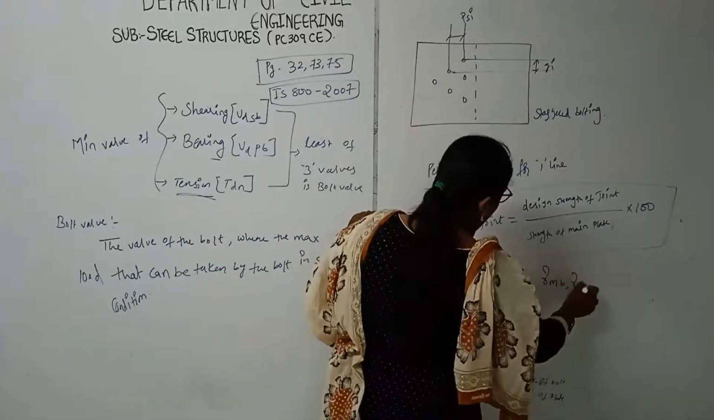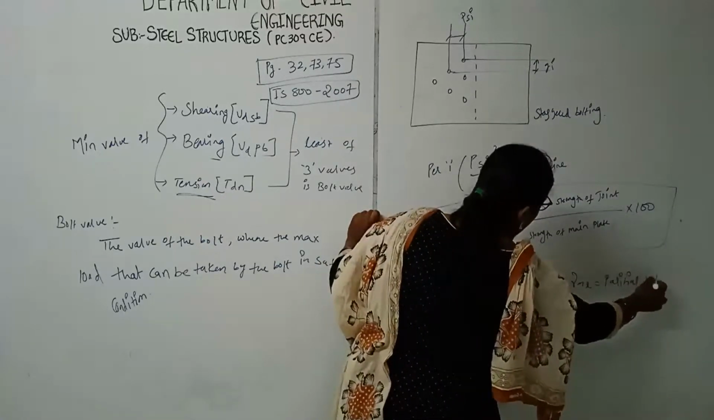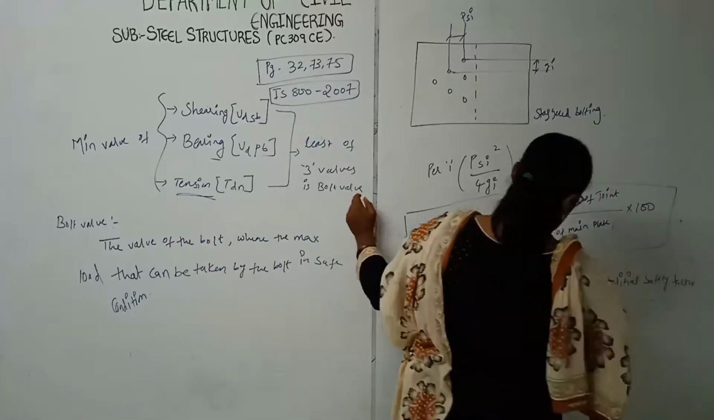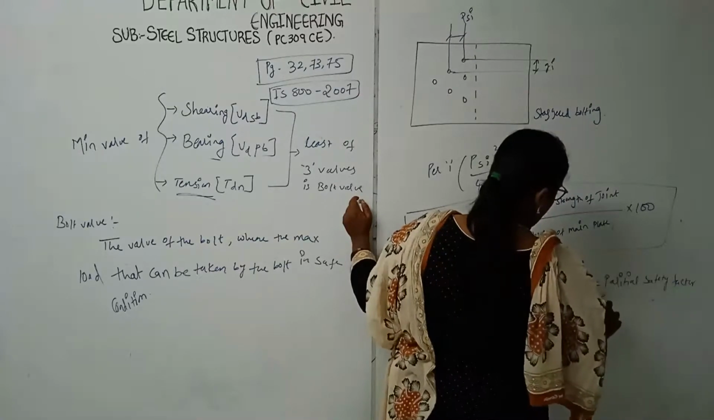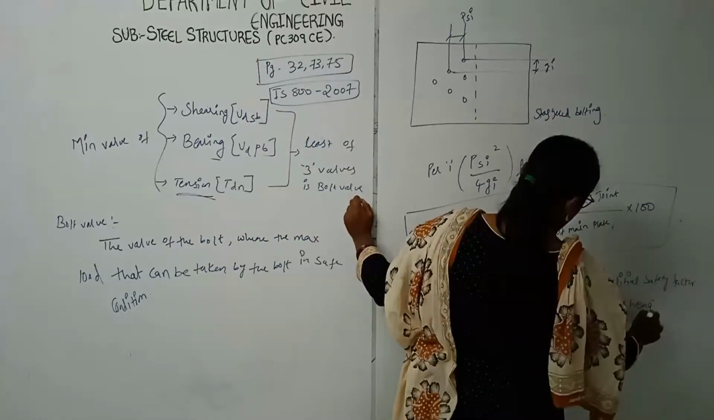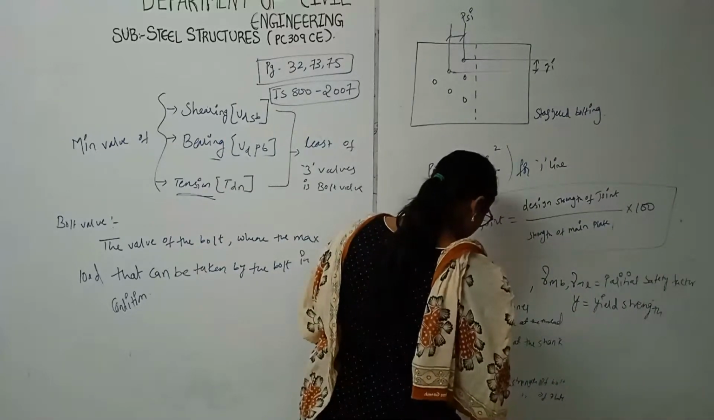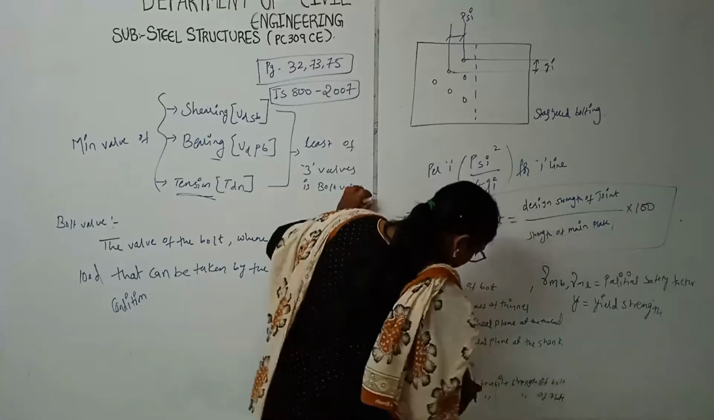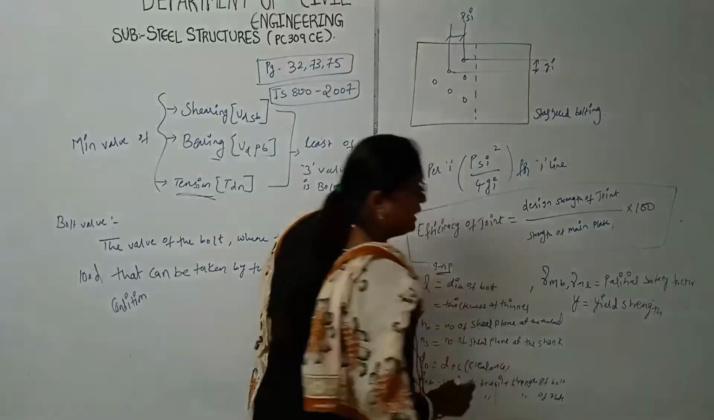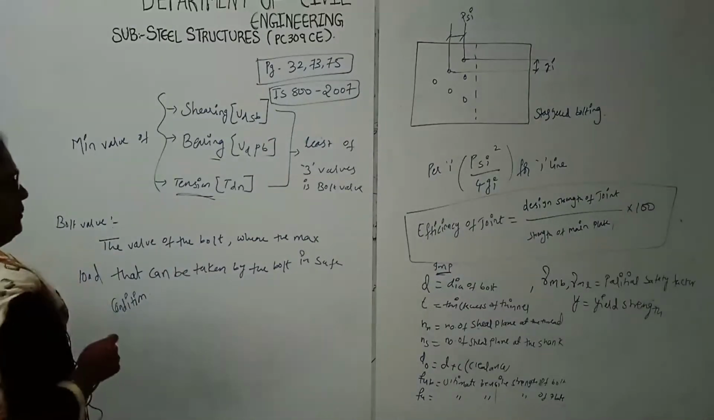And one more is gamma MB or gamma ML, the partial safety factors. Y is the yield strength, yield stress, right? These are the terms. C is the clearance. Anyways, while solving the problems, for the first problem, I will elaborate all this.